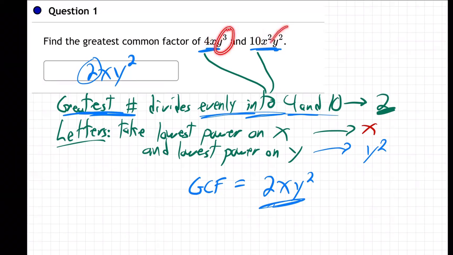Let's look at the Y's for a second, right? One of these has 2 Y's, Y squared. The other one has 3. So what do they have in common? What do they both have? Y squared. That's the greatest amount they both have.